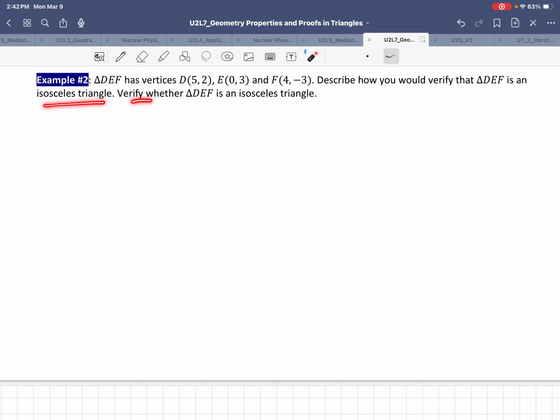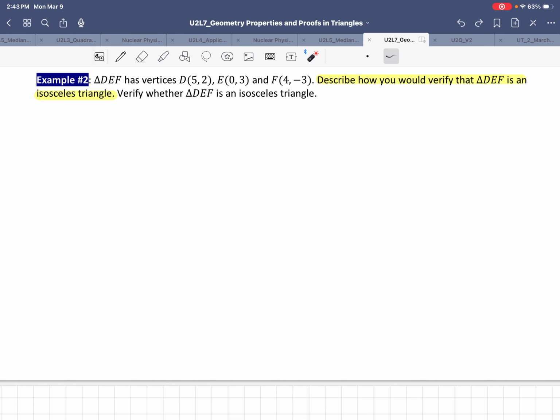And then we have to verify whether the triangle is an isosceles triangle. So two things are going on here, or two things we need to answer. First of all, we have to describe how we can verify that this is an isosceles triangle. Now, remember that to describe means to use words to explain the process or the strategy that we are going to follow to verify that the triangle is isosceles. And then we have to verify. Now, to verify means to perform all the calculations and confirm, based on your calculations, whether or not the triangle is indeed isosceles.